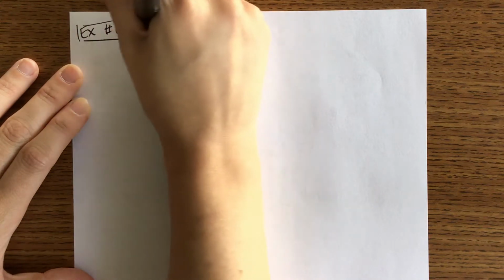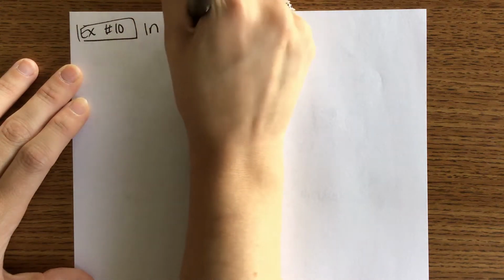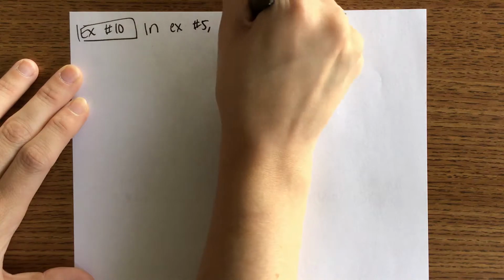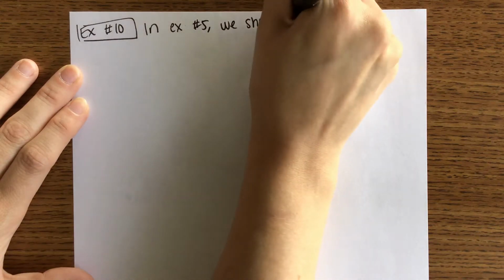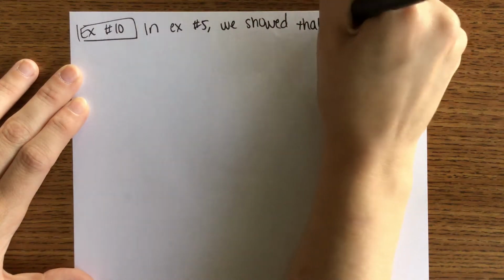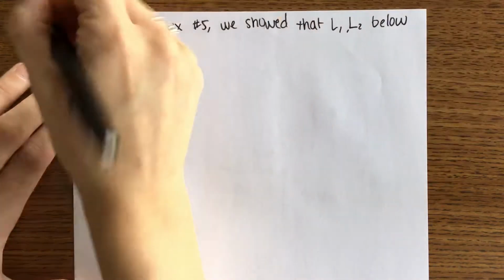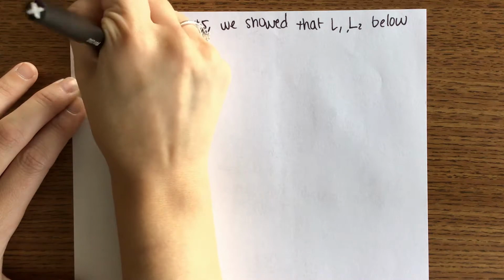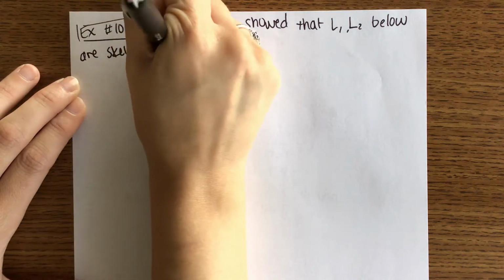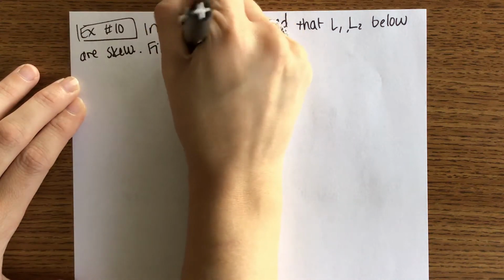Last example. In example number 5, we showed that L1 and L2, which are below, are skew. Find the distance between them.